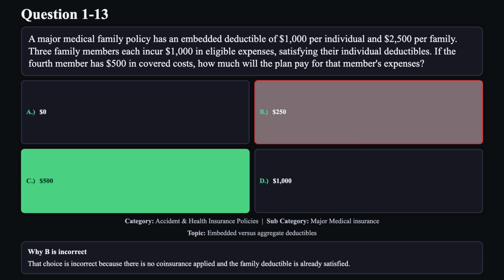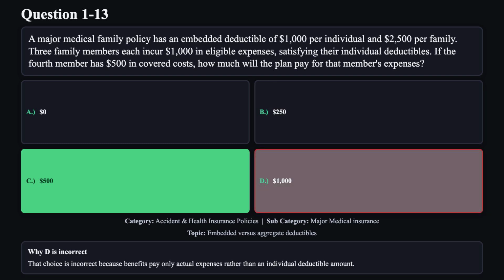Reason B is not correct. That choice is incorrect because there is no coinsurance applied and the family deductible is already satisfied. Reason D is not correct. That choice is incorrect because benefits pay only actual expenses rather than an individual deductible amount.